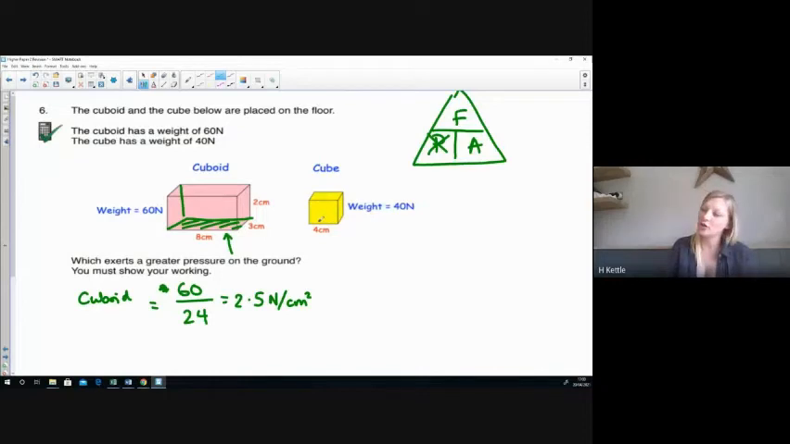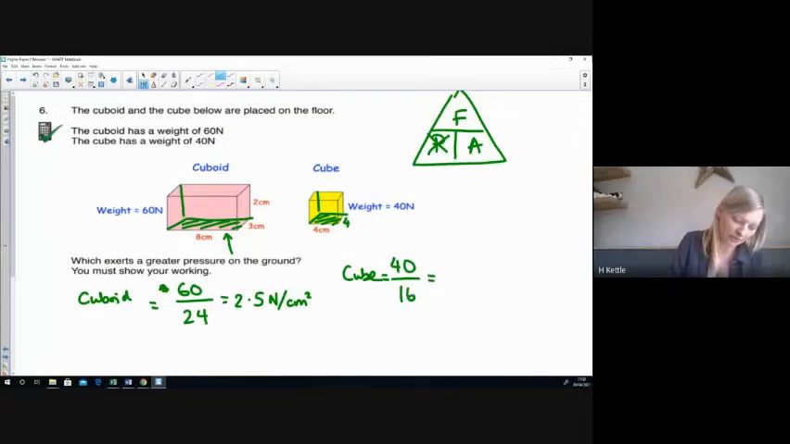And for the cube, what would the face be that's on the floor? That face is going to have an area of 4 times 4, so 16. So for the cube, we're going to do 40 divided by 16. I'm pretty sure it's going to be 2.5. Yeah, 2.5. So actually, they're exerting the same pressure on the floor. There we go.